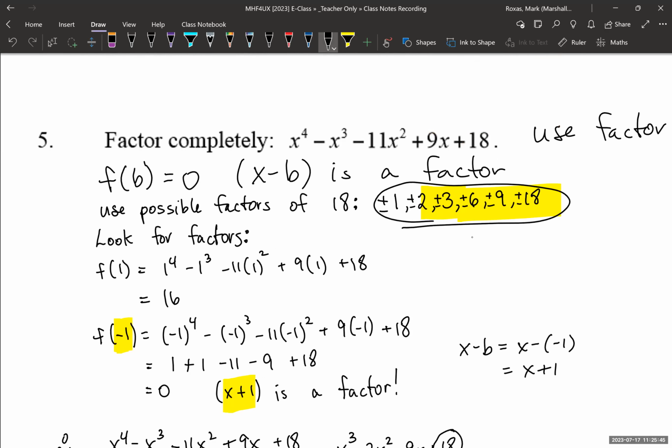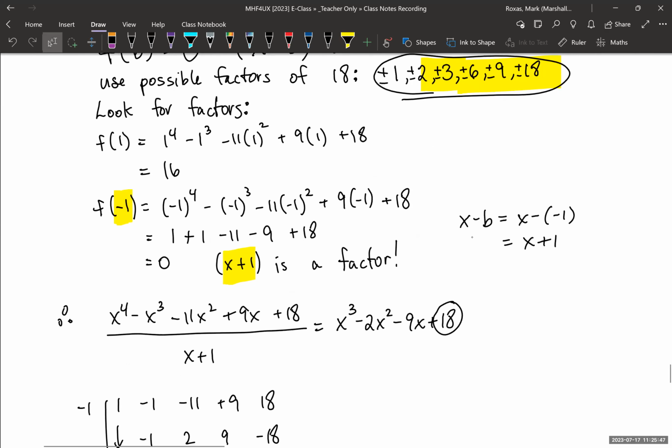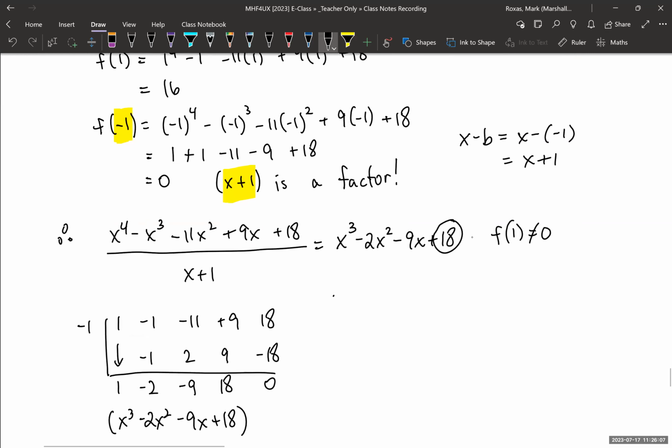Okay. Now we've already concluded that 1 doesn't work, right? So f of 1 is not equal to 0. That's not a factor at all of the original polynomial, so it would not be a factor of this cubic quotient here either. And we already used the -1, so let's move on to 2. So if we tried f of 2, what do we get? We get 2 cubed minus 2 times 2 squared minus 9 times 2 plus 18. That's equal to 0, right?